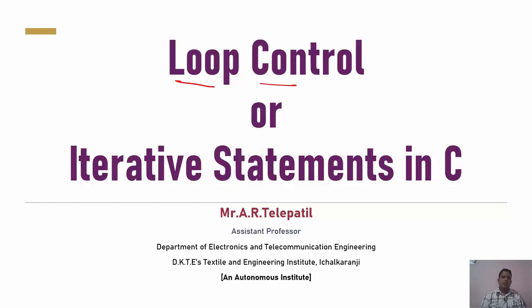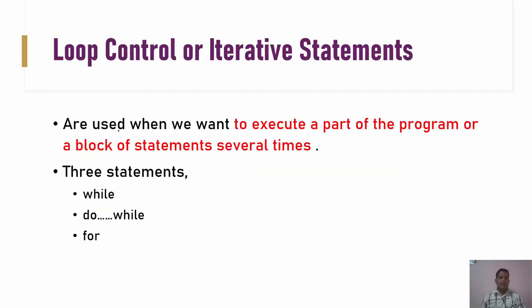We are discussing the loop control, which are also known as iterative statements present in the C programming language. As we know, whenever we want to execute some part of a program several times, that is iteratively, these loop control statements, that is the iterative statements, are used. We have basically three types of these loop control statements. The first one is while, which we already discussed, then do while, and then the for loop.